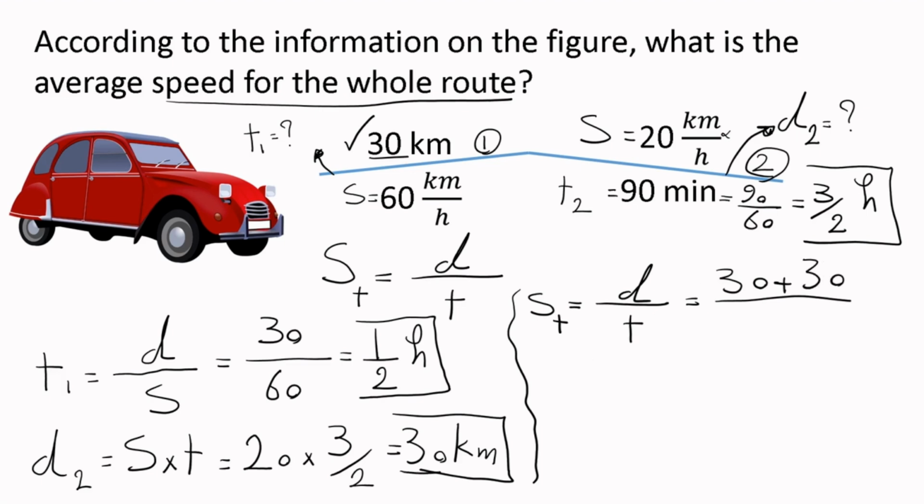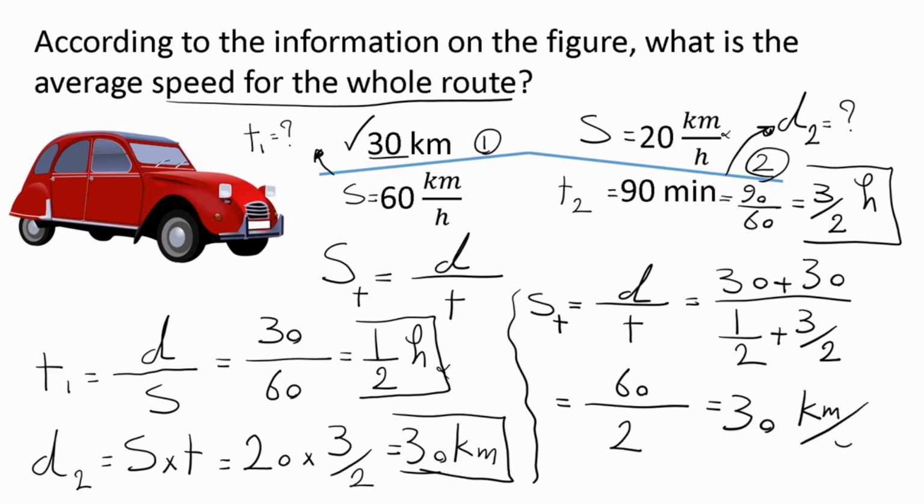Plus 30. Do I have time for the first part? Yes, it is 1 over 2. Do I have time for the second part? Pay attention. You must replace it with hours, when the unit is hours. So 3 over 2. If I add them, it will be 60, and 1 over 2 plus 3 over 2 will be 4 over 2. 4 over 2 is 2, right? 2. And it's going to be 30 kilometer per hour. Really easy.